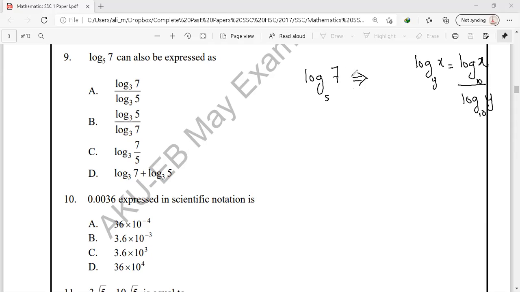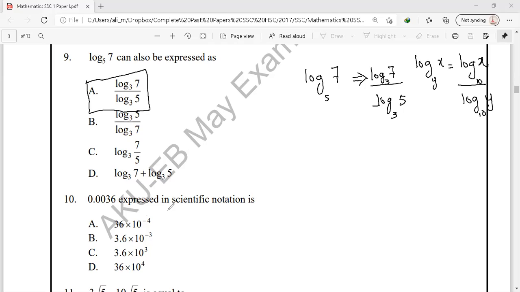Similarly, we can represent this log of 7 to the base 5 as log 7 over log 5, and we can apply a base of our choice. In these options we have base 3, so let's apply base 3. So the correct option in question number 9 is option A, that is log 7 to the base 3 over log 5 to the base 3.